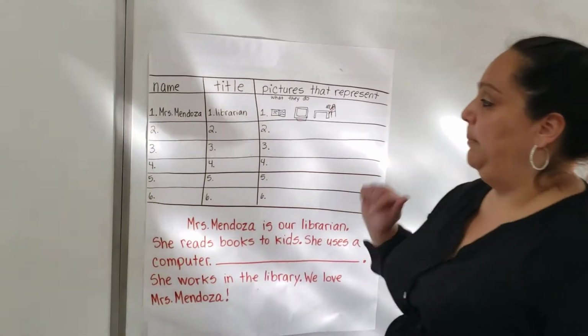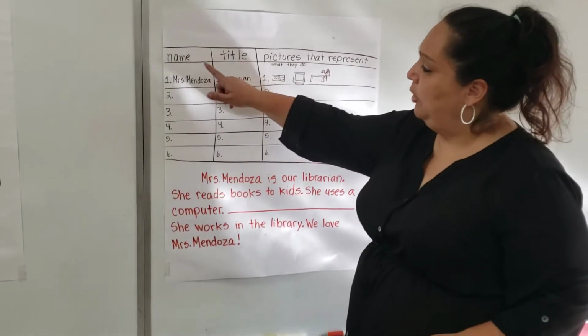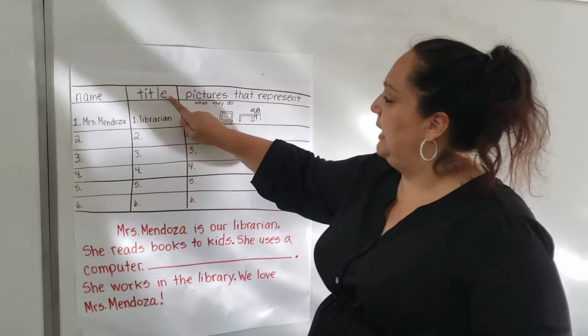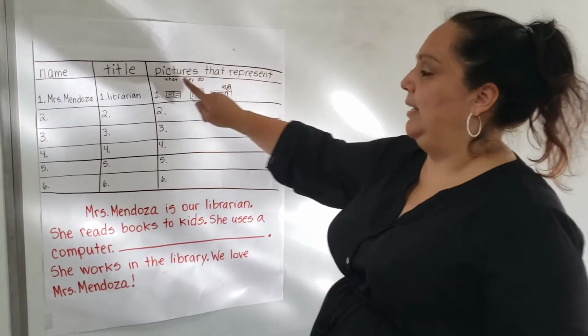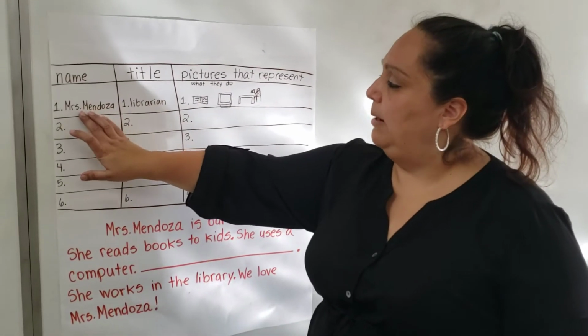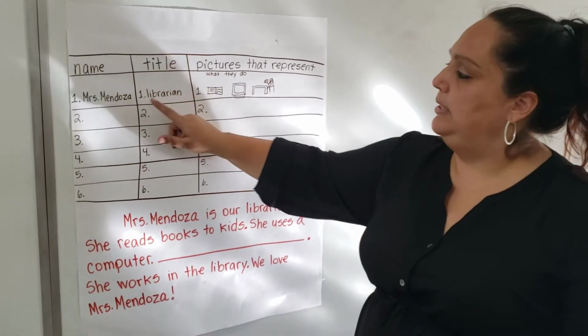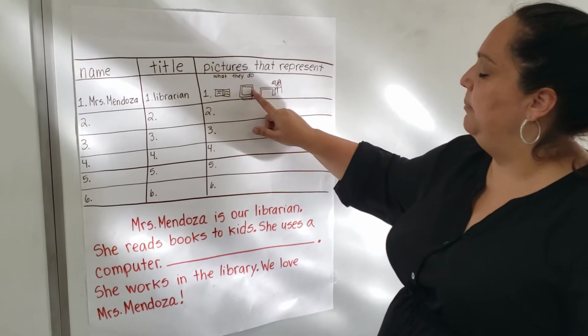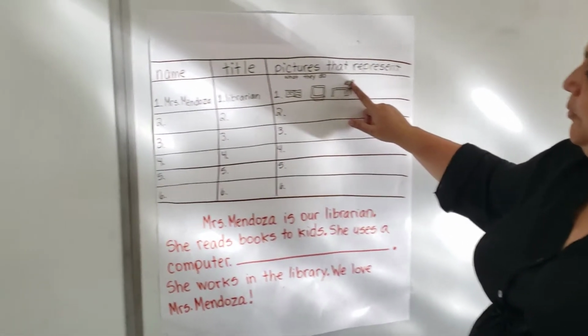I'm taking the same people from day 1 and I'm writing their name. So then the kids will also have exposure to name, title, and pictures that represent what these people do, right? So here I put Mrs. Mendoza and I put her title, librarian. Pictures that represent what they do. I have a book, a computer, and I have a picture of her reading, right?